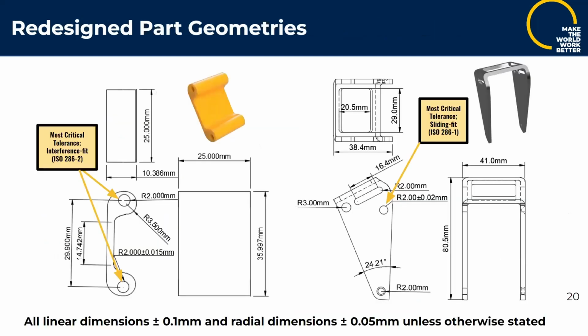We can take a look at the parts that we decided to redesign. On the left, the joiner bracket, and on the right, the wheel bracket, and the associated engineering drawings. The most critical tolerance for the joiner bracket is in the interference fits on the pins and the holes that you see. And then going to the right, the most critical dimension there for the wheel bracket is the sliding fit that you see called out in the drawing.